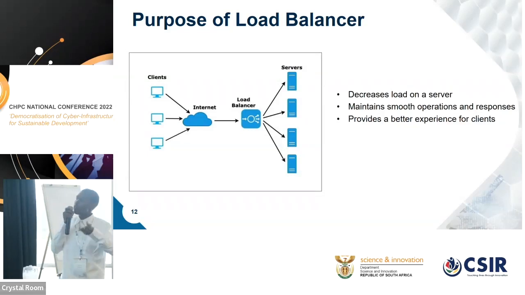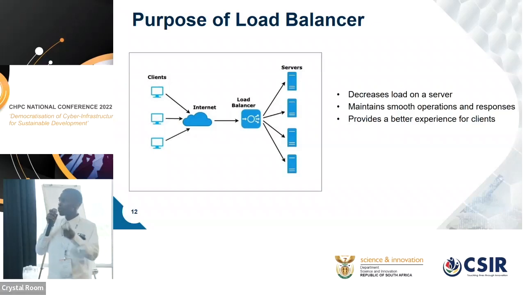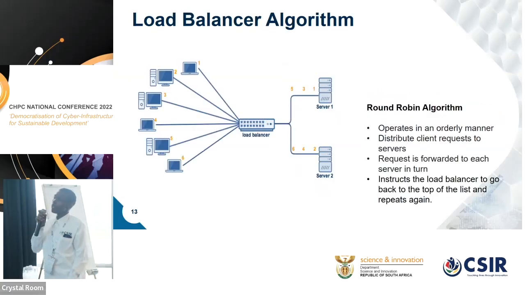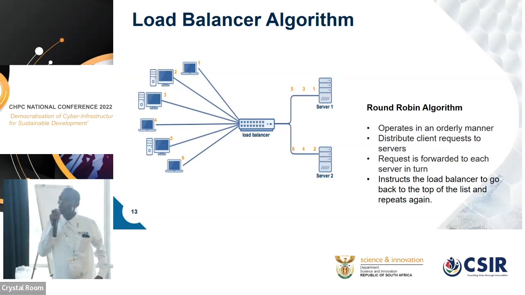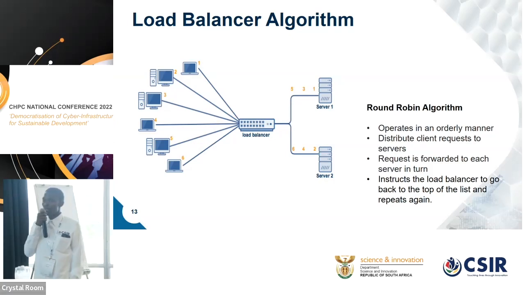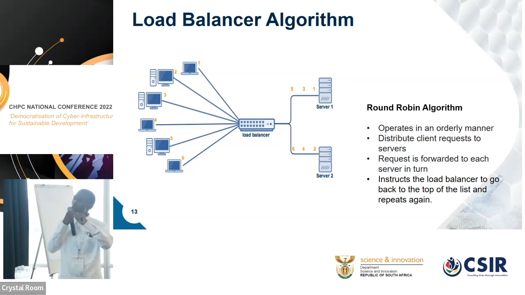As I mentioned on the last slide, the load balancing algorithm that we use is the round robin algorithm. The round robin algorithm operates in an orderly manner. This picture demonstrates how the round robin algorithm works. We have two servers and 6 clients. Let's say client number one sends the request.